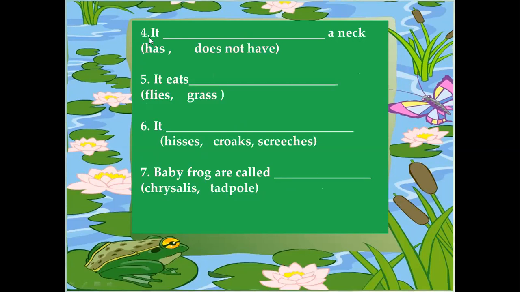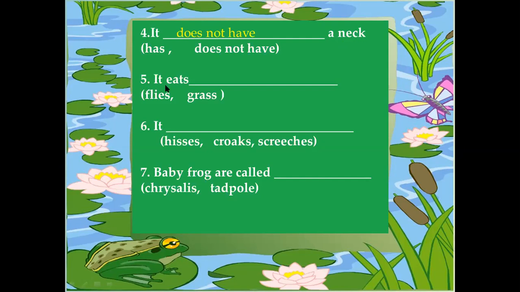Now, the fourth one, it dash a neck. Now look at the picture of the frog. The option is has a neck or does not have a neck. Which one? Has or does not? See the picture? It's too simple. It does not have a neck. Look here. Frog does not have a neck.